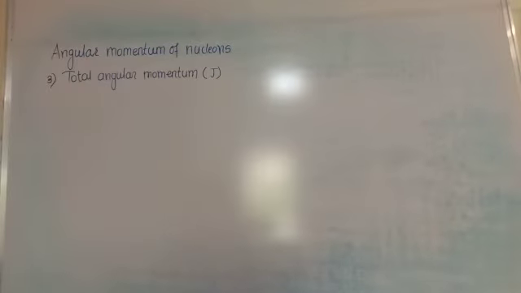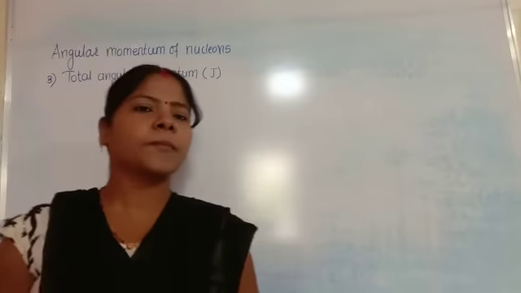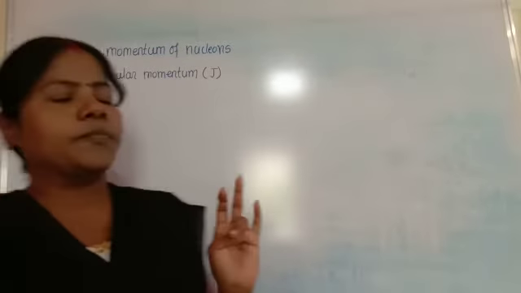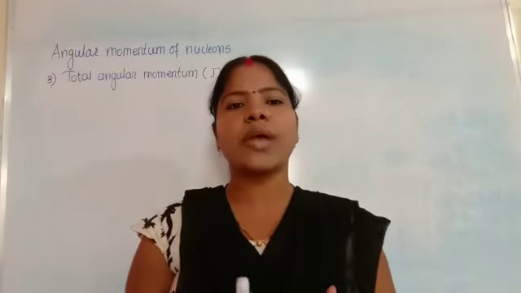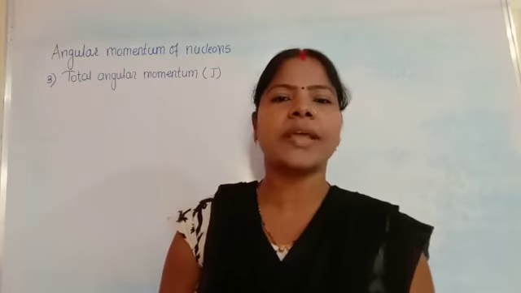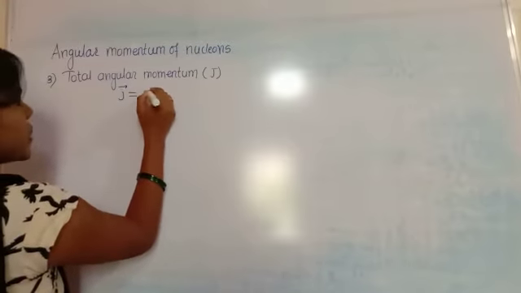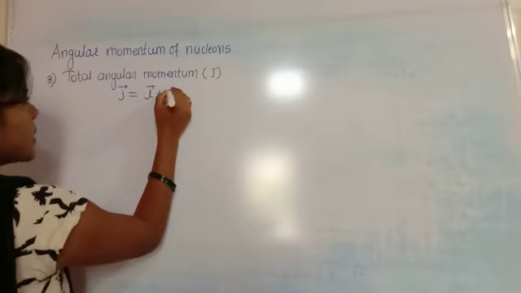We already know spin angular momentum is due to the spin of the particles. Second, orbital angular momentum is due to the orbital motion of the particles of the nucleus, and third is the total angular momentum J of the nucleons. It is the vector sum of the orbital and spin angular momentum. So J is equal to L plus S.